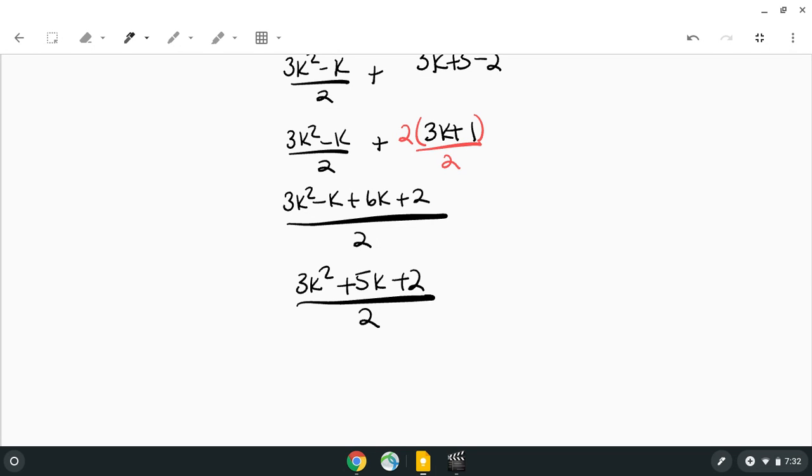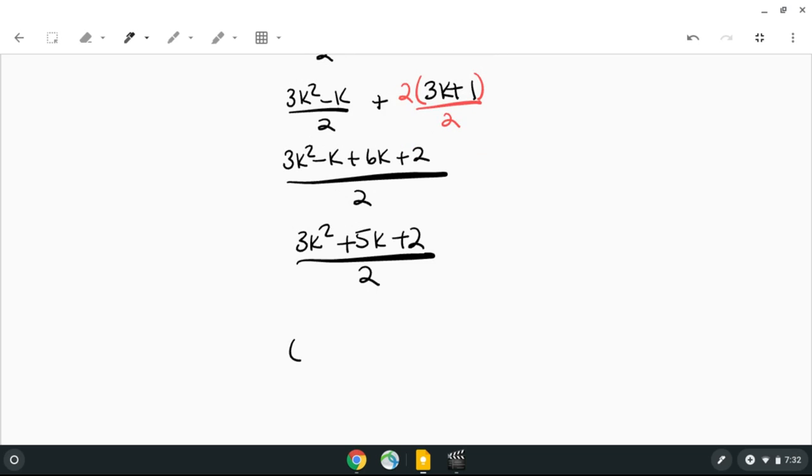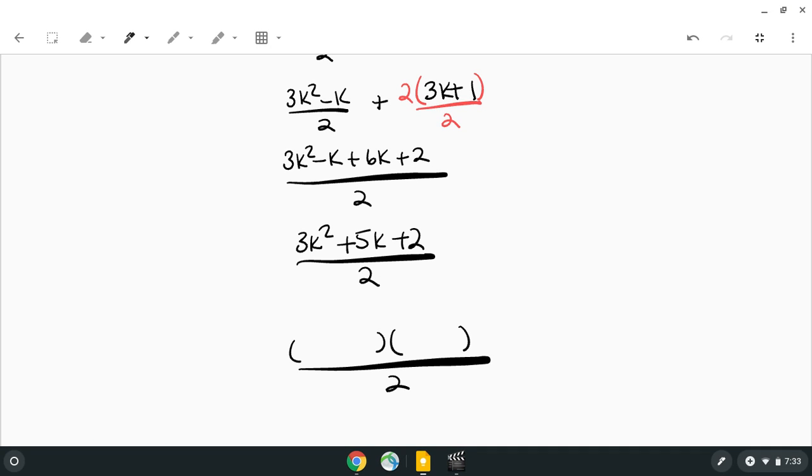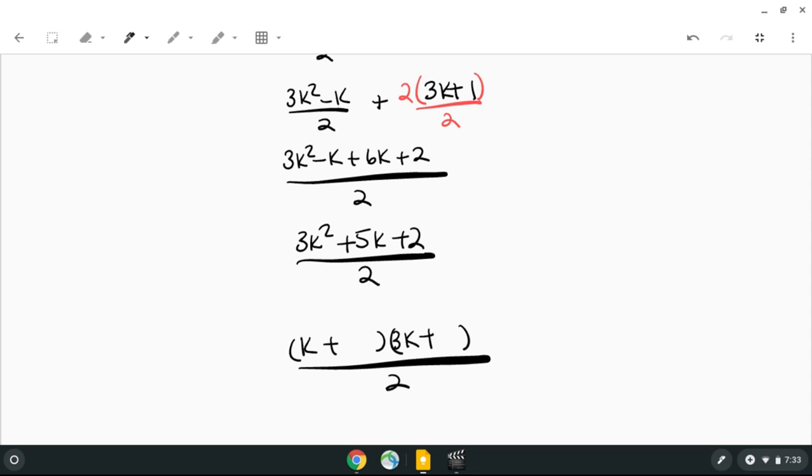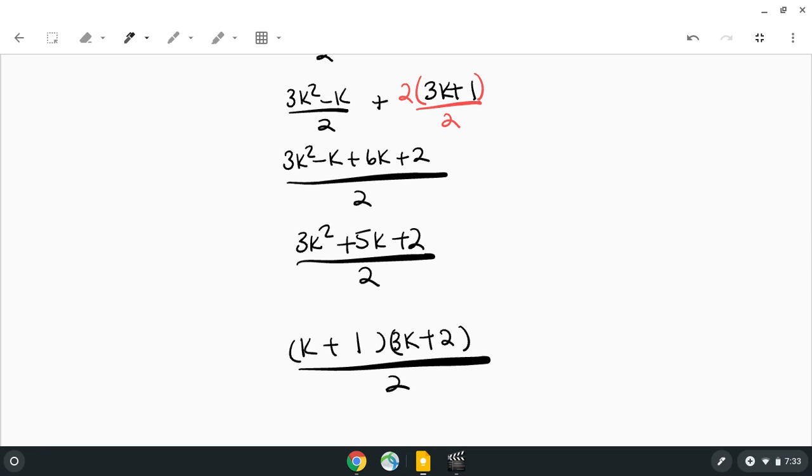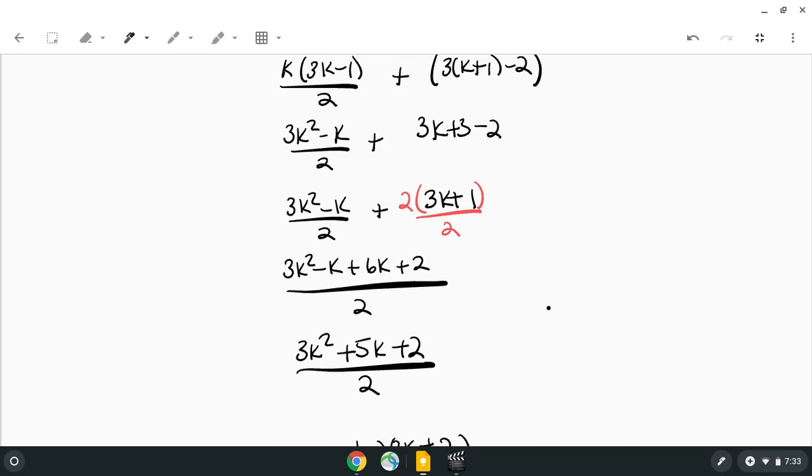And let's go ahead and see if we can factor that. Okay, so k times 3k, plus and plus, and 2 and 1. So 2 and 1, and this will get me the 5k in the middle. Let's have a look. We have the k plus 1, we have the 2. We're going to have to fiddle around with this factor here. Let's see what it needs to look like.